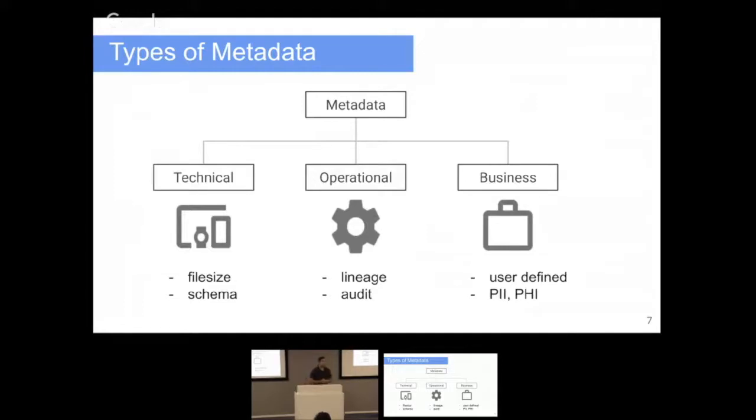And the third is business metadata. This is mostly user defined. It is specific to a business taxonomy and terminology. For example, if you have data which contains some personal identifiable information, then a business might want to tag it with PII so that they can further process it and identify that this data set contains some personal identifiable information.